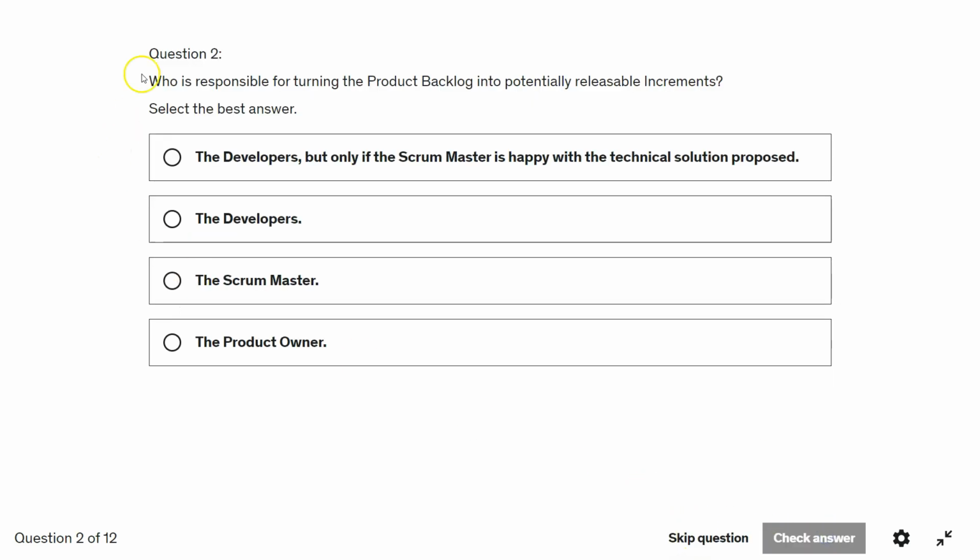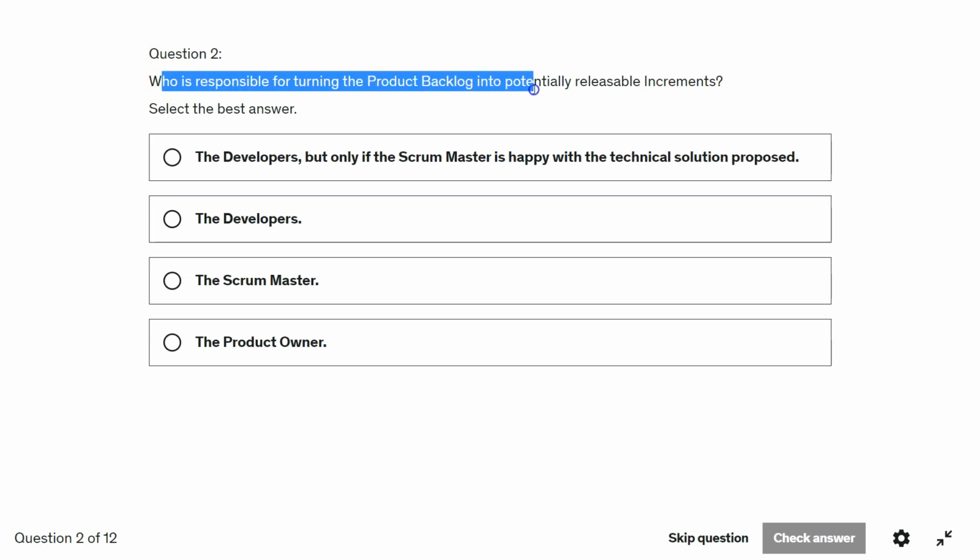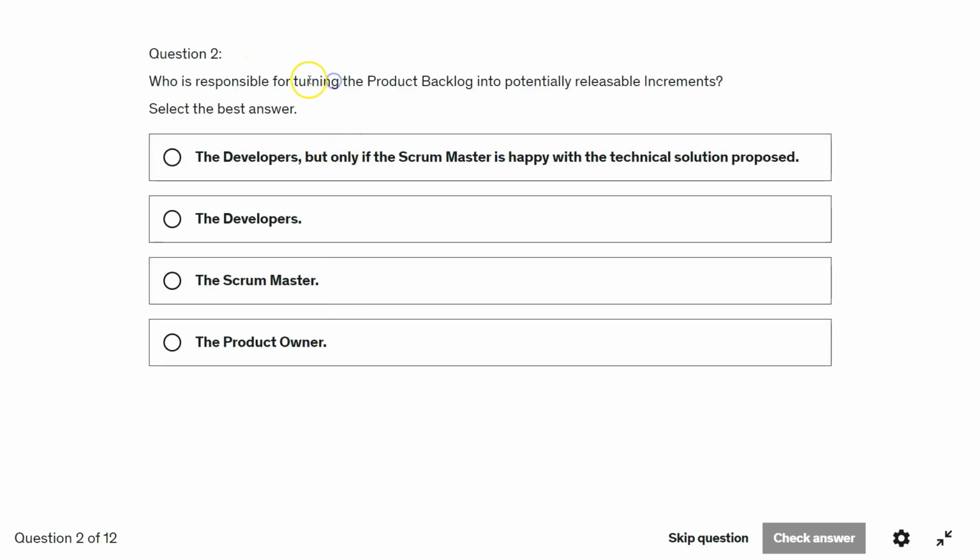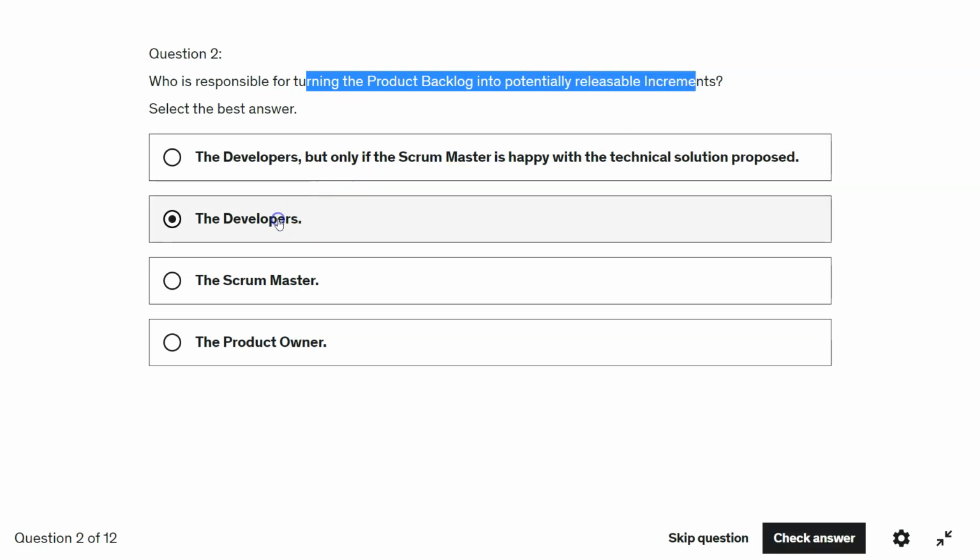Alright guys. Question 2. Who is responsible for turning the product backlog into a potentially releasable increment? Option A, the developers, but only if the Scrum Master is happy with the technical solution proposed. Option B, the developers. Option C, the Scrum Master. Option D, the product owner. So who is responsible for turning the product backlog items into potentially releasable increments? It's always the developers.